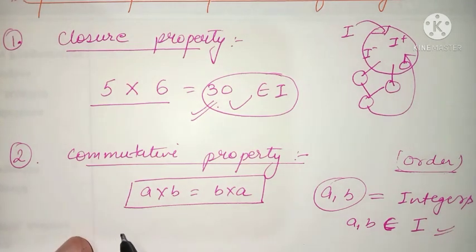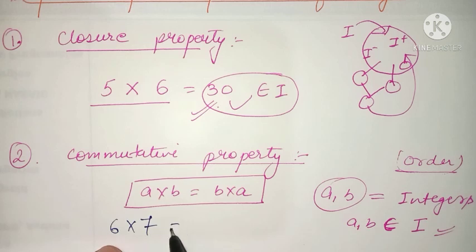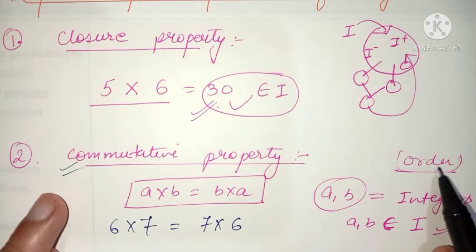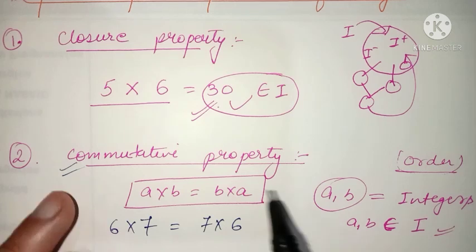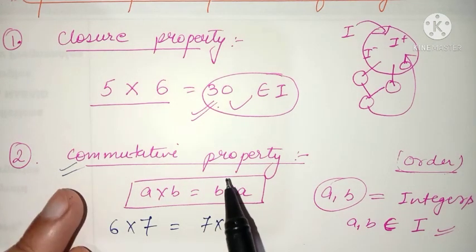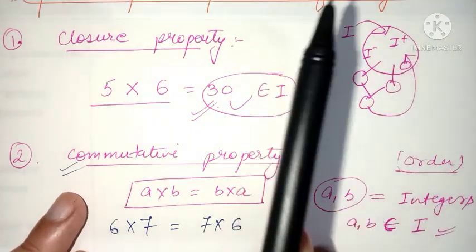If you take any two numbers, suppose 6 into 7, if you multiply them, no matter if you keep 6 at the first slot or 7 at the first slot, the resultant is going to be the same. 6 into 7 is the same as 7 into 6. This is what this property says. By changing the order of the numbers, the result of the multiplication is not going to change. 6 sevens are 42, and hence 7 sixes are 42 also. So we say that the commutative property also holds in the case of integers with respect to multiplication.